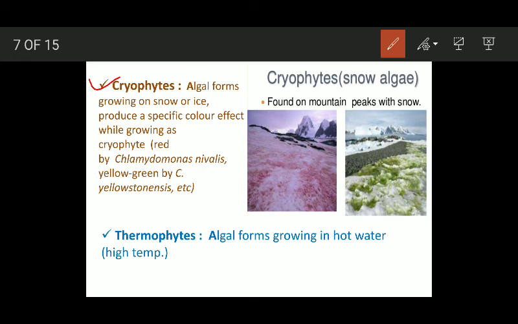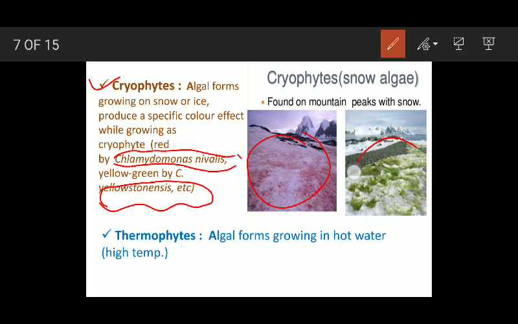For example, the red color of red snow is caused by Chlamydomonas nivalis. Yellow green color is caused by Chlamydomonas yellowstonensis. So cryptophytes are those algal forms which grow on snow or ice and produce a specific color effect. Here you can see this is the red color caused by Chlamydomonas nivalis, and this is the green color caused by Chlamydomonas yellowstonensis.